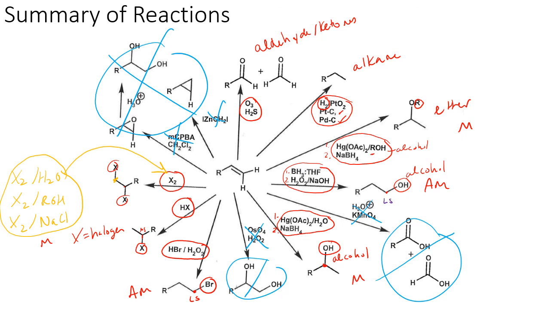And so that changed the identity of not having two of the same thing across the double bond, but having the halogen on the least substituted side, and then having either an OH group or an OR group or a chloride group on the more substituted side. So make sure you check back and look at those reactions as well.